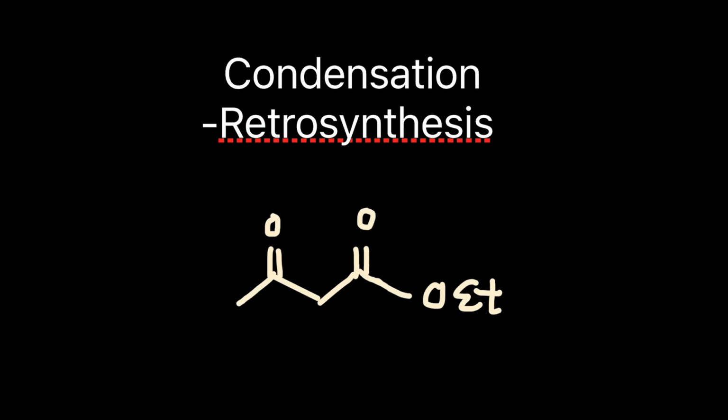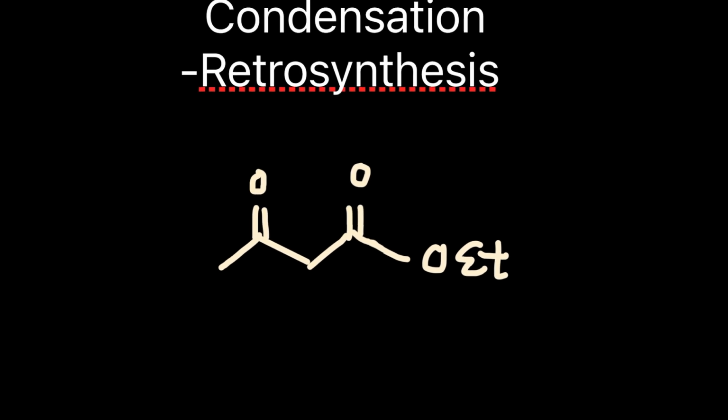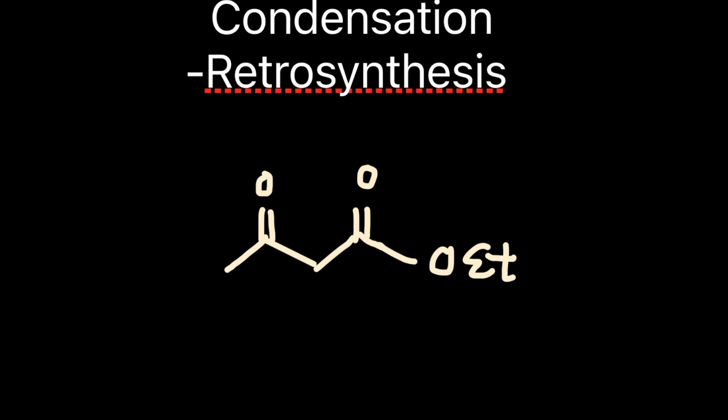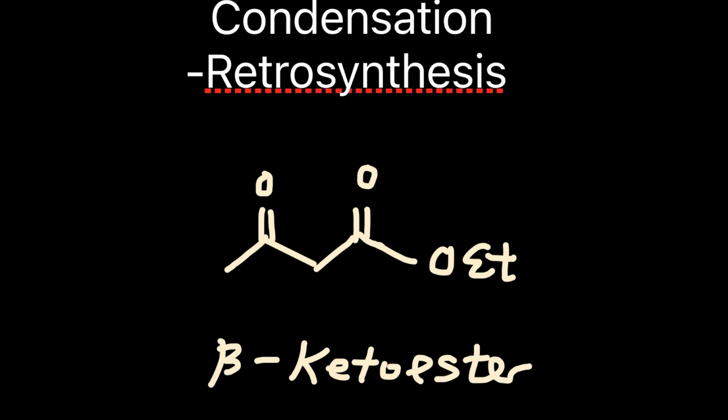Today's video, we will learn everything you'll need to know about condensation, retrosynthesis, and synthesis of the different types of dicarbonyls that there are. And this is very important because it is through identifying the type of dicarbonyl that you're able to understand what the initial reactants were. So this is a beta ketoester because there is an ester on the beta carbon. The alpha carbon is the carbon right beside the carbonyl.